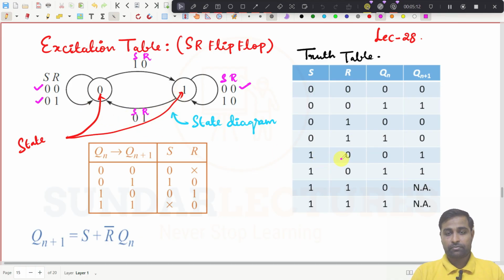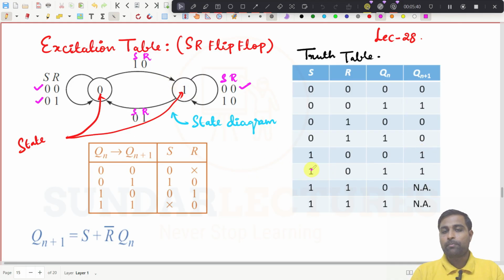The next one: if the present state is 0 and I am giving S equal to 1, R equal to 0, then what is that? It is a set condition, right? So even if the present state is 0, the next state will be 1. Here the present state is 0. If I am giving S equal to 0, R equal to 1, then the next state will be 1, right? That is what we have written here.